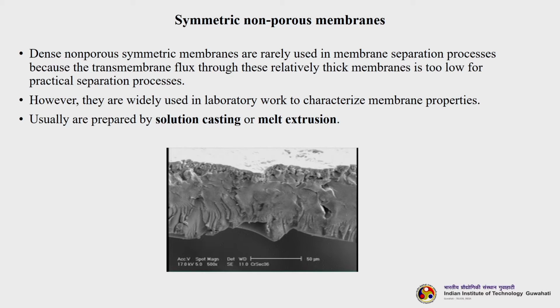So, dense non-porous symmetric membranes are rarely used in membrane separation processes, because the flux through these relatively thick membranes is too low for practical separation purposes. If you remember, as I told you earlier, the membrane thickness should be as small as possible, otherwise the membrane material and its thickness provide an additional resistance to the separation. So, if it is very thin, then the resistance will be less. If it is very thick, then the resistance will be more. So, ultimately the separation will be low.